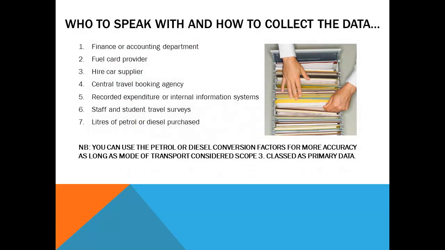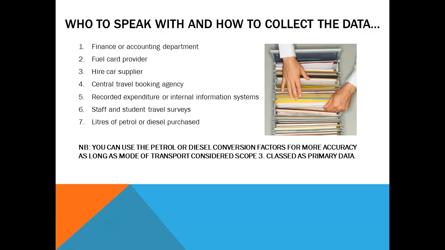The data collected will vary between organisations, and there are a number of sources you can get information from. Finance or accounting will be able to help you tell whether the vehicles are owned, so whether they are Scope 1 or Scope 3. They will also have further information on travel expenditure, for example, grey fleet data.